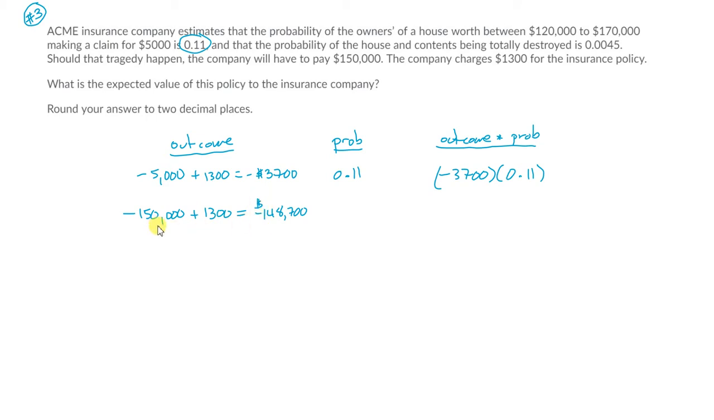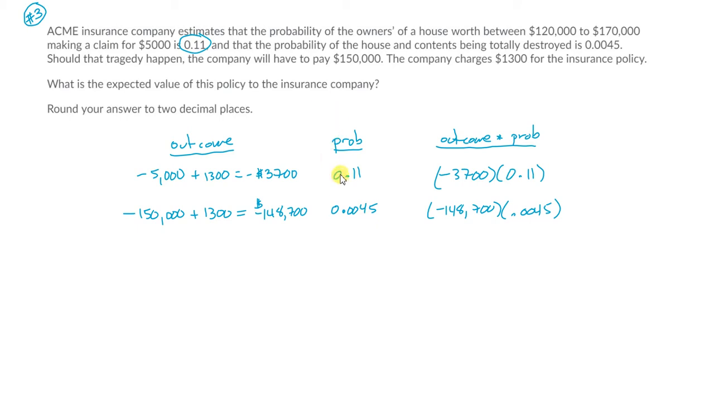So that's how much you're totally paying out to that person. You're paying them $150,000, but you took in $1,300 from them. Okay. What's the probability of that happening? 0.0045. Okay. And so what's the outcome times probability? Again, negative 148,700 times 0.0045. Now, what's the third? Now, notice the probabilities don't add to 100%. That means I'm missing something. Okay, what am I missing?